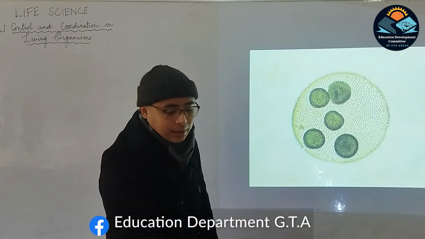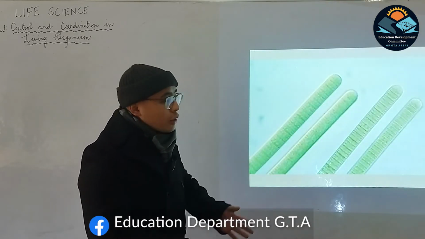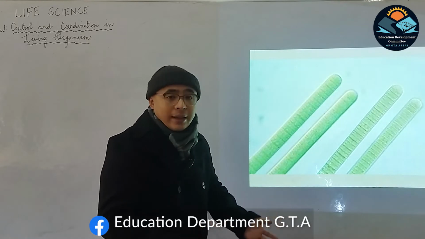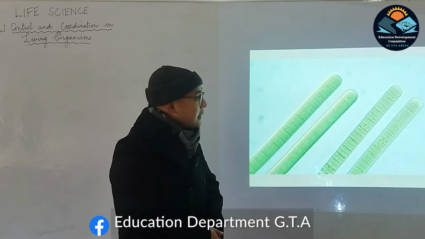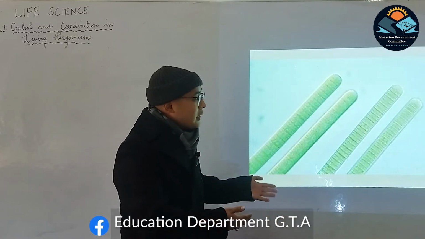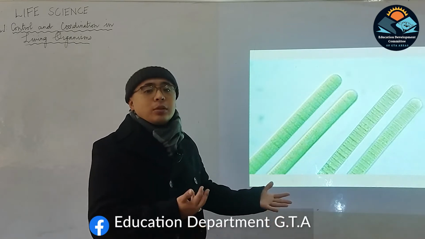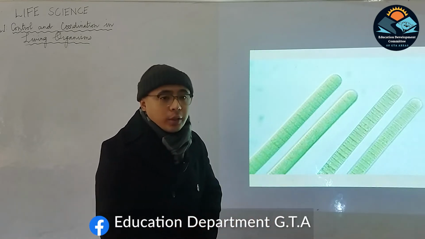And the third and last exception is Oscillatoria. Now, these are also unicellular cyanobacteria, which are a type of algae, but they are present in this filamentous form, which are present in these filamentous structures. Oscillatoria also exhibit movement of locomotion, not movement of curvature.